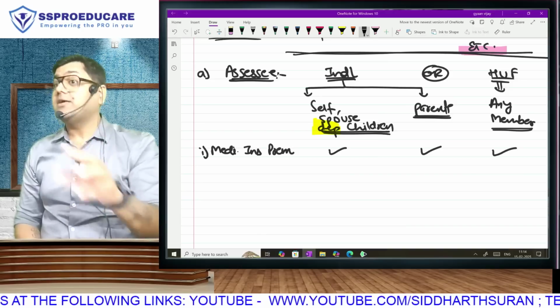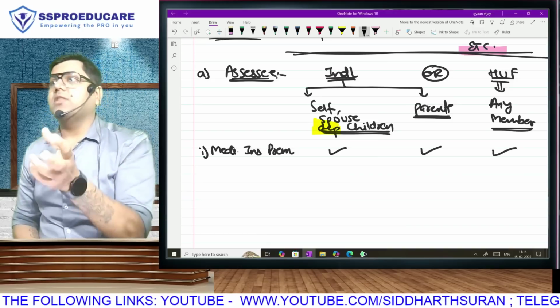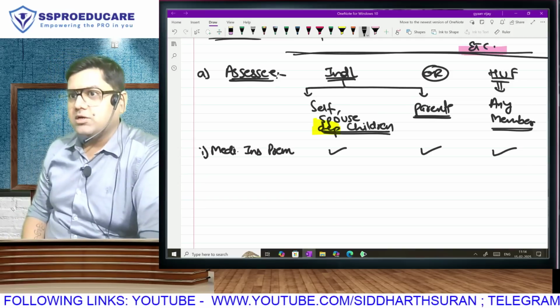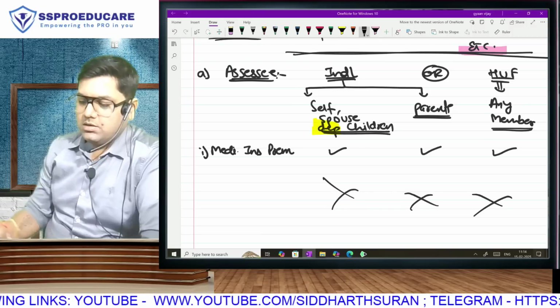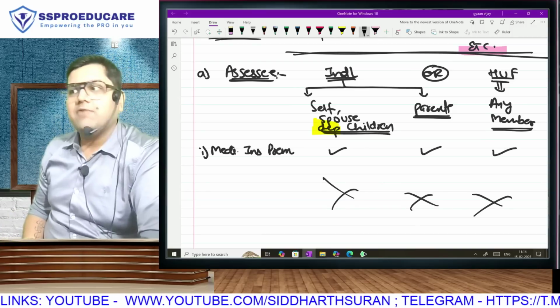Now, when I put a tick, it is on the understanding that it is an eligible contribution. For example, if I have contributed for grandparents, then I won't be taking it. If I have contributed for grandchildren, I won't be taking it.